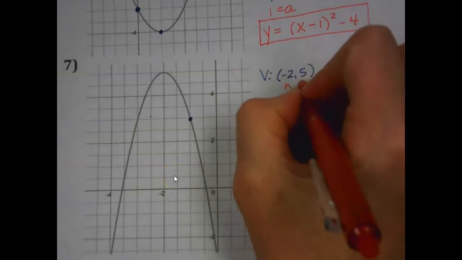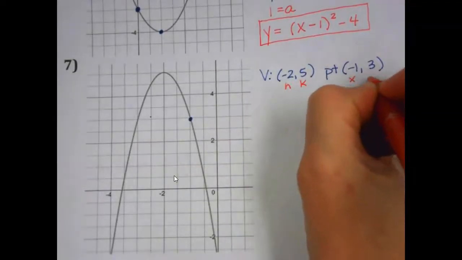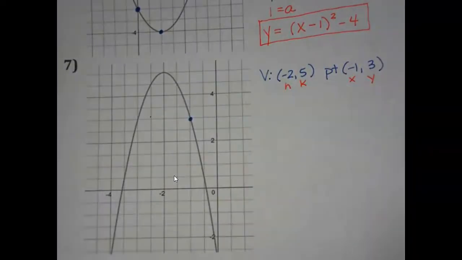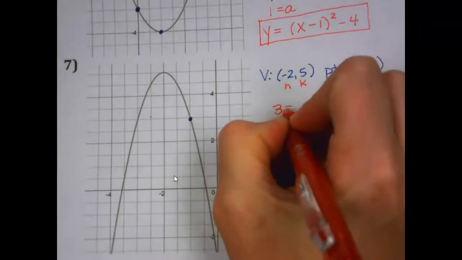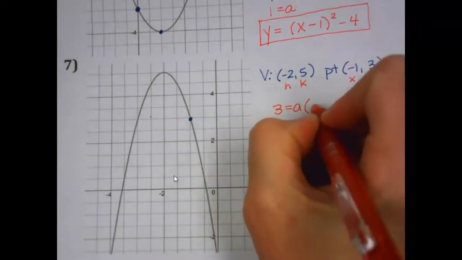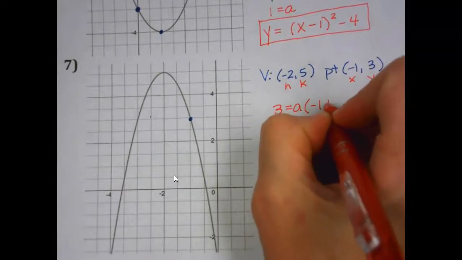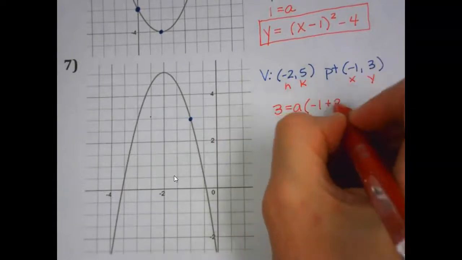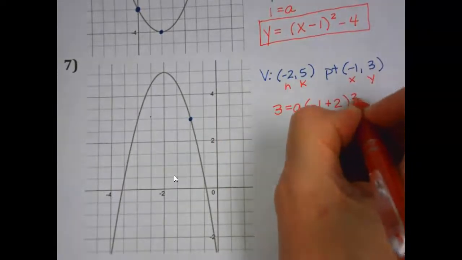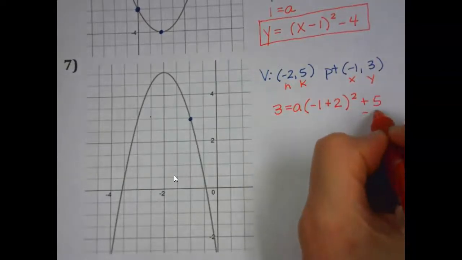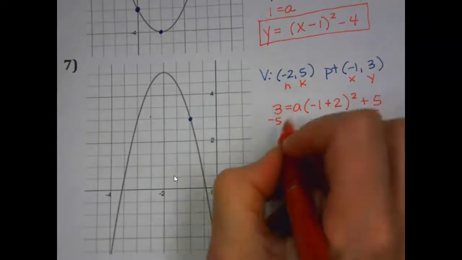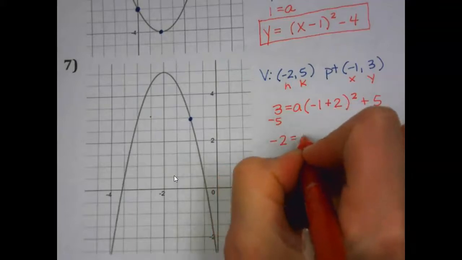I always like to label my vertex h, k and my other point x, y, so I put numbers in the right spots. So I'm going to put 3 in for y. I don't know what a is. -1 goes in for x. And then minus a -2 gives me a +2 for h, +5 for k. My first step is to subtract 5 to the other side. So I have -2 equals a.